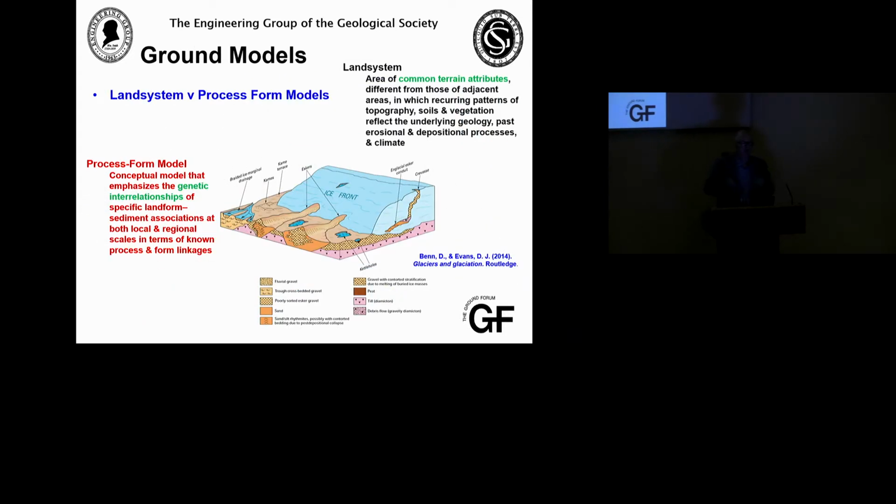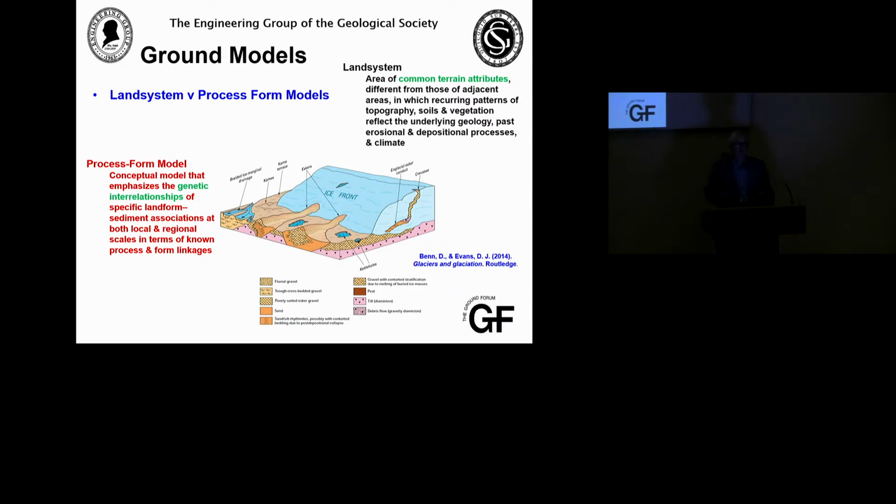So we can look at different models in terms of ground models. We can look at land systems, areas that have common terrain attributes. And what the physical geographers brought to us, they said, well, we can also look at process form models. We can start to look at the genetic interrelationships of the landforms and the sediments. And if you're getting a certain sediment profile, what else might you expect to find in that particular environment?